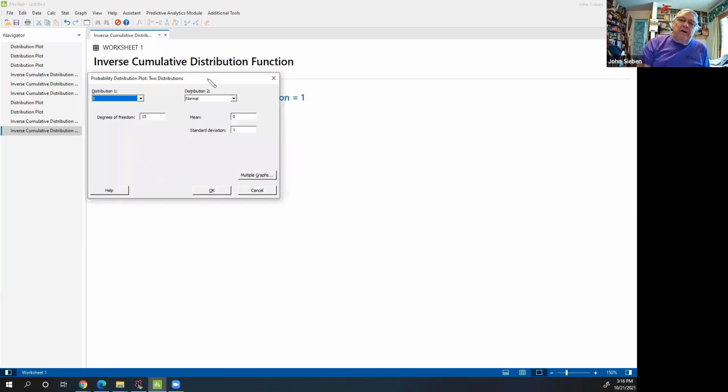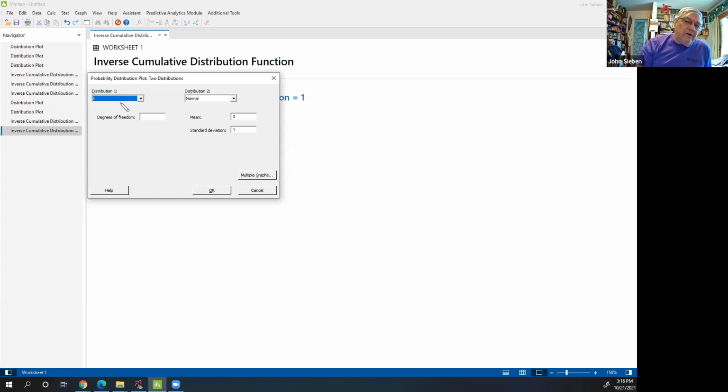Now, a dialog box. I want to graph 2 distributions, and so I'm going to have to name those distributions. So this is a pull down, and boy, I've got a bunch of choices here. I could do a beta, a binomial, a Cauchy, a chi-square. I'm going to skip over those and look down here, there's a t. So one of the distributions I want to draw is a t distribution.